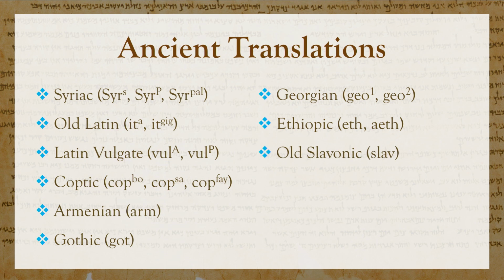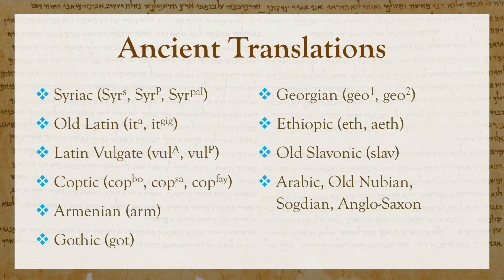Then you have Old Slavonic, which comes to us from the 11th century. Missionaries Cyril and Methodius, known as the Apostles to the Slavs, created the Glagolitic alphabet, and in the 9th century they translated the Gospels into Old Slavonic, also called Old Bulgarian. And then we have a whole bunch of other ancient languages. We have Arabic, Old Nubian, Sogdian, which is a language from Iran, and Anglo-Saxon as well.